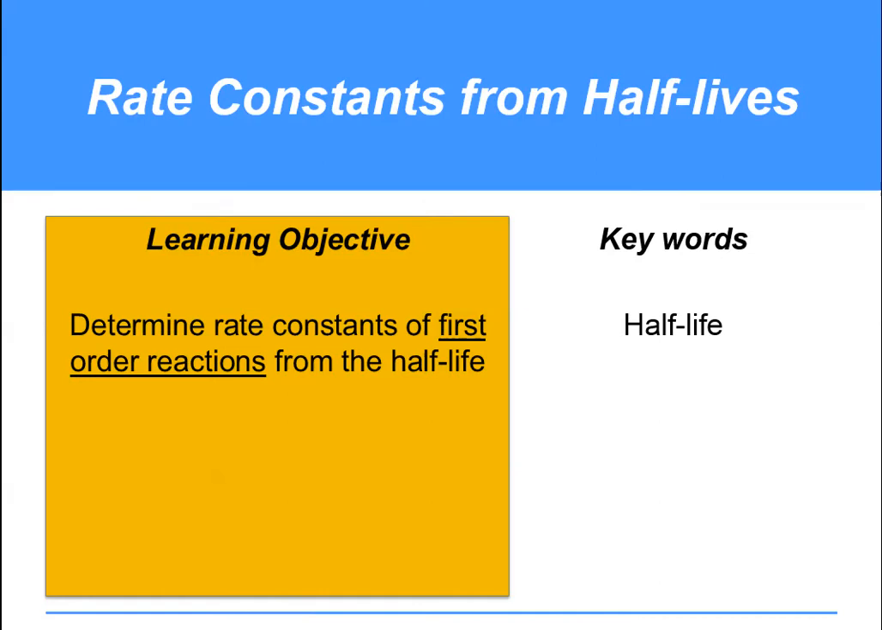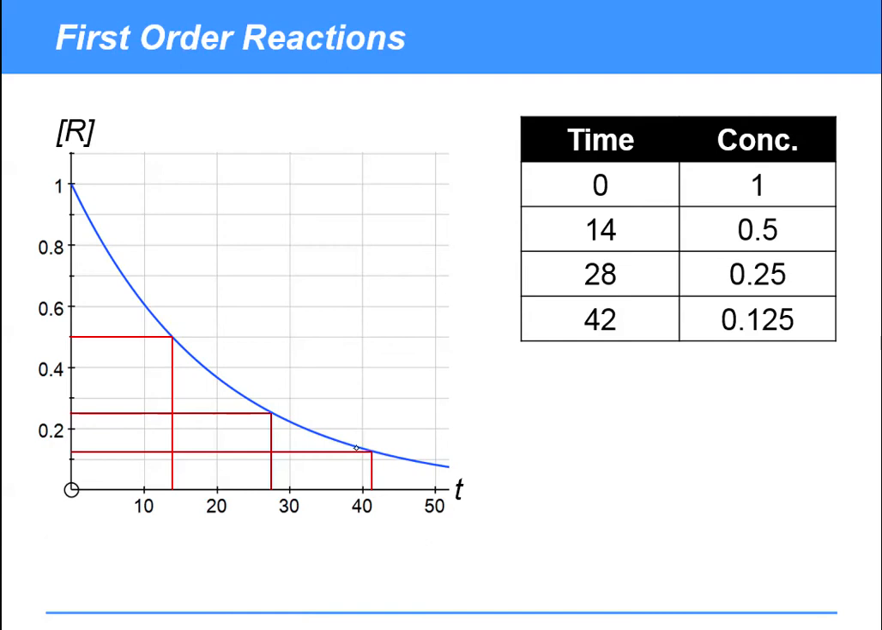Welcome to this video in the rates 2 topic on calculating rate constants from reaction half-lives. Now, the highlight for this is that it only applies to first order reactions. So once we're satisfied that our reaction's first order, and the hallmark of that is that we have a constant half-life here, in this case it's 14 seconds.